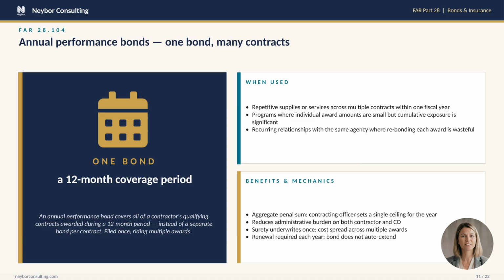One catch: the bond does not auto-extend. You must renew it each year, and the surety reevaluates your capacity at renewal. If your loss experience deteriorates, your renewal terms may tighten or your aggregate ceiling may drop.